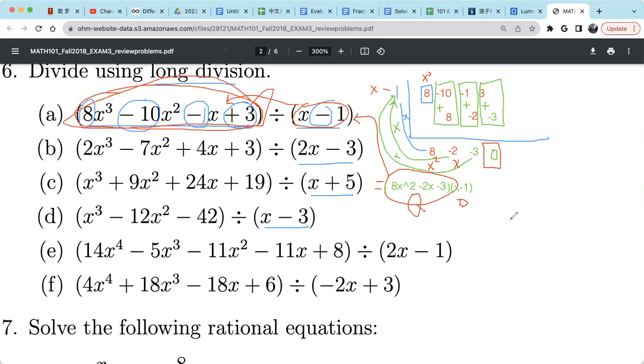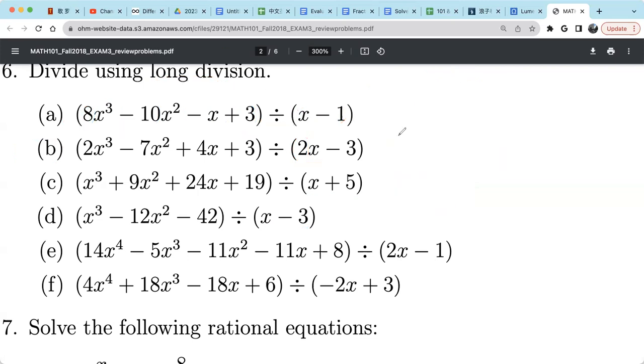Well, let's try B. You know what? I'm going to leave B a little bit because B is a little bit different. In B, this divisor, x, has a coefficient of 2. So let's do x plus 5 and x minus 3 first, then we go back to B. I have to erase this so I can have space.